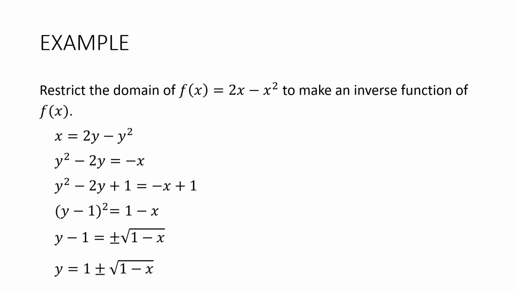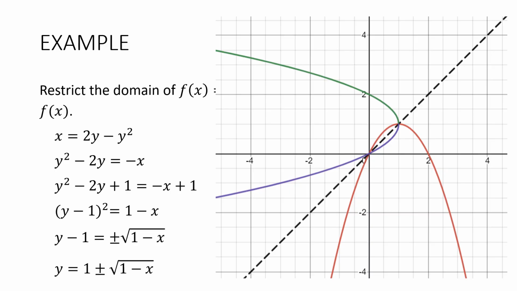Now that's not a function, is it? It's a relation. So we need to restrict the domain. Now it looks like this red curve here. So we can either choose that bit or we can choose this bit. If we choose the right hand side, we get the green curve as the inverse function. If we choose the left hand side, we get the purple curve.